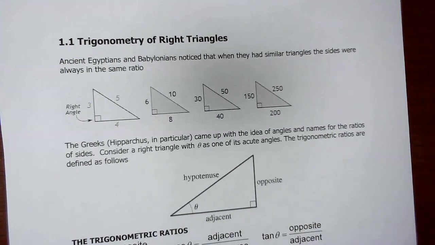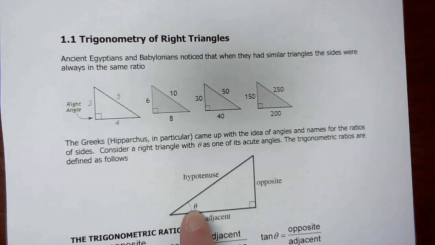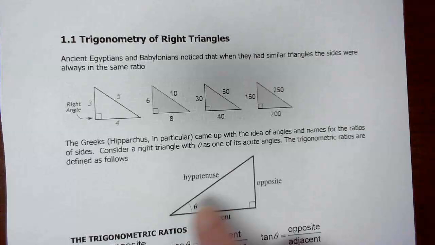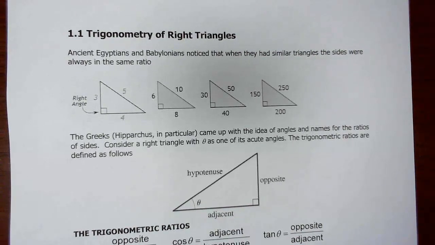It was actually the Greeks who came up with the idea of angles and names for those ratios of sides. So consider we have a right triangle, and we use this Greek letter theta to represent angles a lot of times. It's like an O with a line through it. If we specify the sides as opposite, across from the angle, adjacent, touching the angle, and the hypotenuse is always the one across from the right angle, and we label the sides like this, they came up with names for all of these ratios.